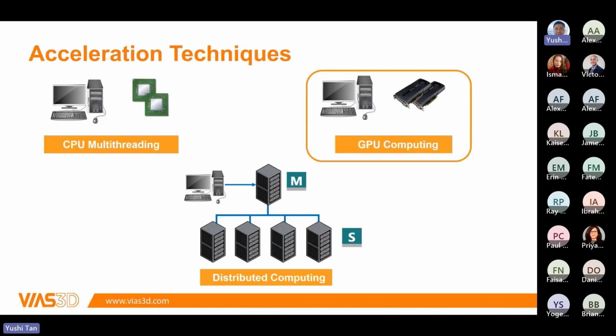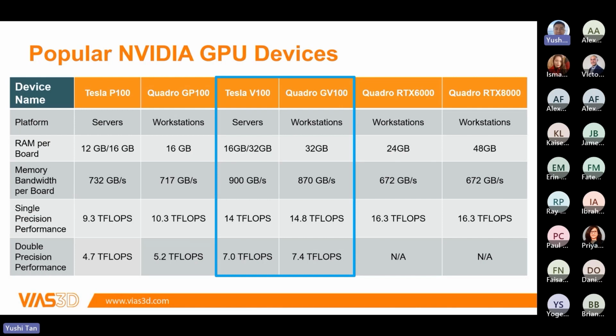The next topic I want to discuss is GPU computing, meaning we are using GPUs to speed up our calculation. To take advantage of this, you do need the GPU acceleration token. Let's take a look at some common NVIDIA GPU devices. On the left, we have the P100 and the GP100 in the Pascal series, and in the middle, the V100 and the GB100 in the Volta series.